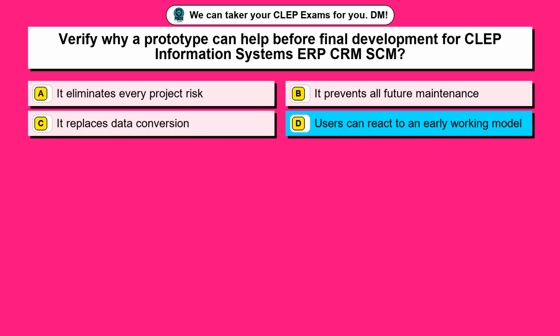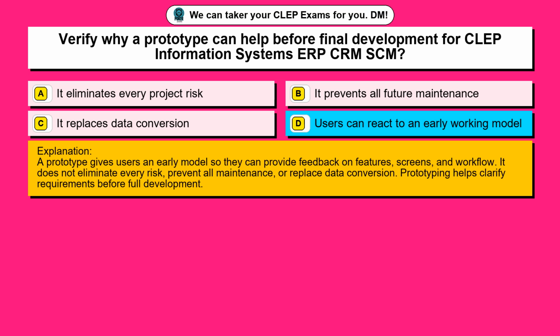The correct answer is option D. Users can react to an early working model. A prototype gives users an early model so they can provide feedback on features, screens, and workflow. It does not eliminate every risk, prevent all maintenance, or replace data conversion. Prototyping helps clarify requirements before full development.